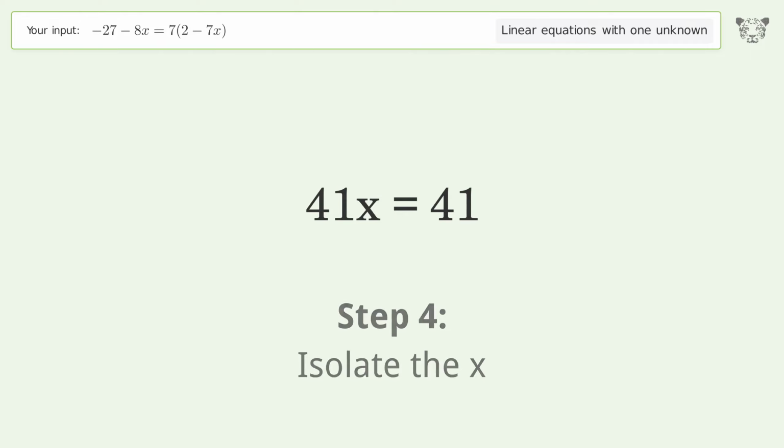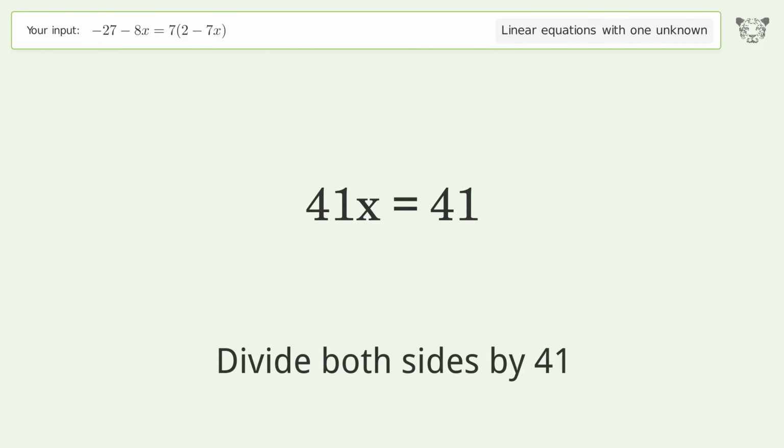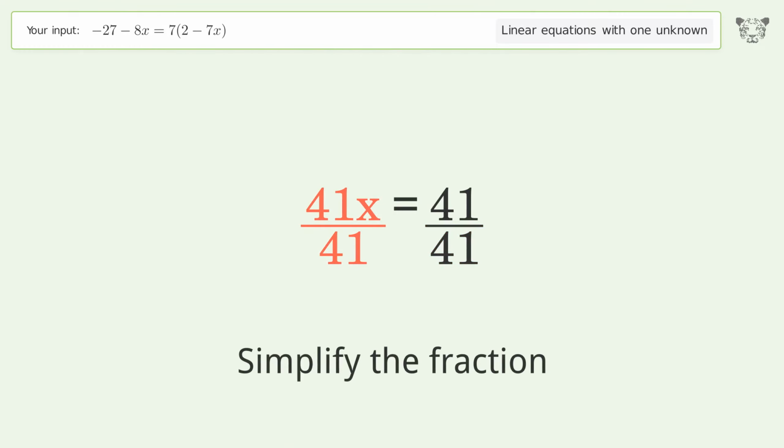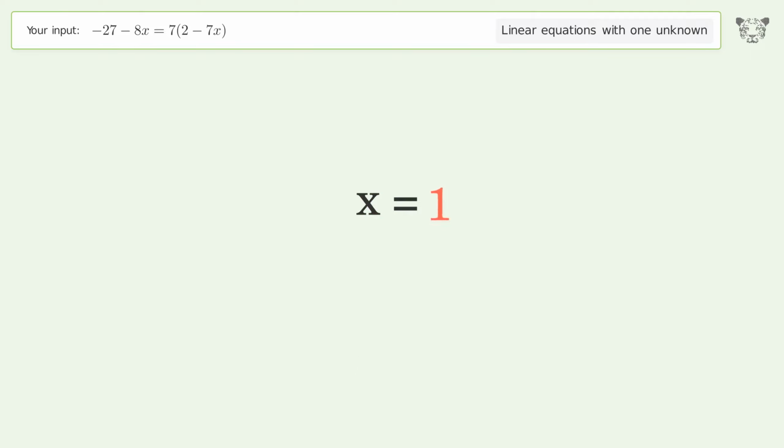Isolate the x. Divide both sides by 41. Simplify the fraction. And so the final result is x equals 1.